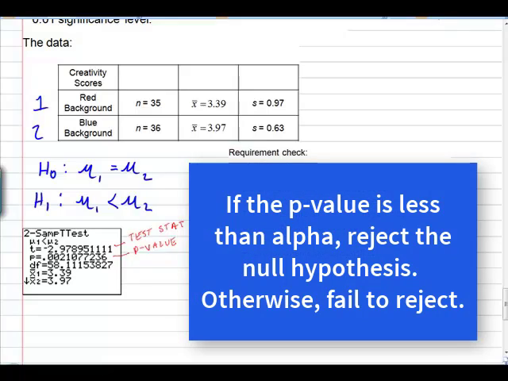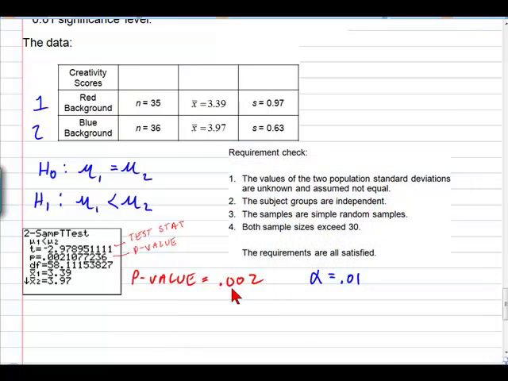Is this p-value large or small? What was our alpha level? Our alpha level was 0.01, right? This p-value is smaller than 0.01. Look at the decimal places there. That's 2 thousandths. That's 10,000.